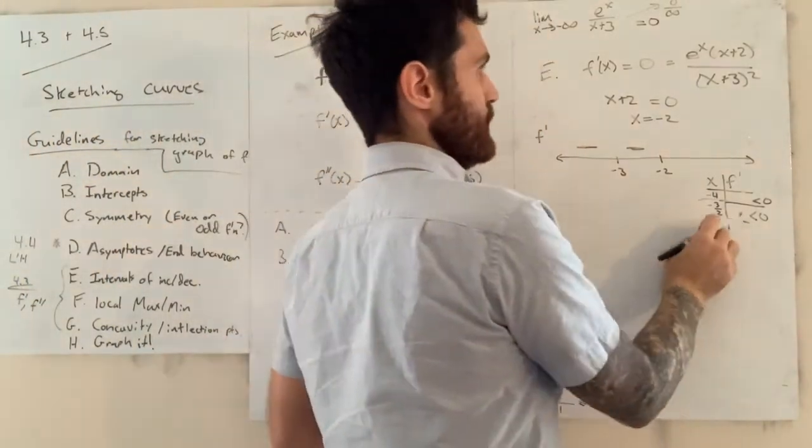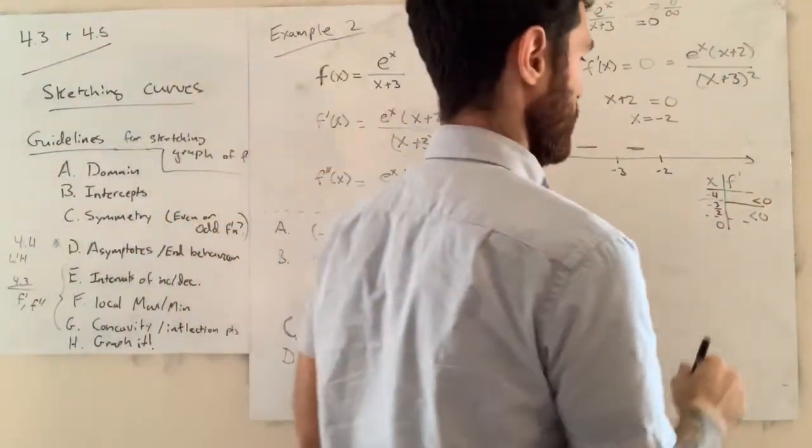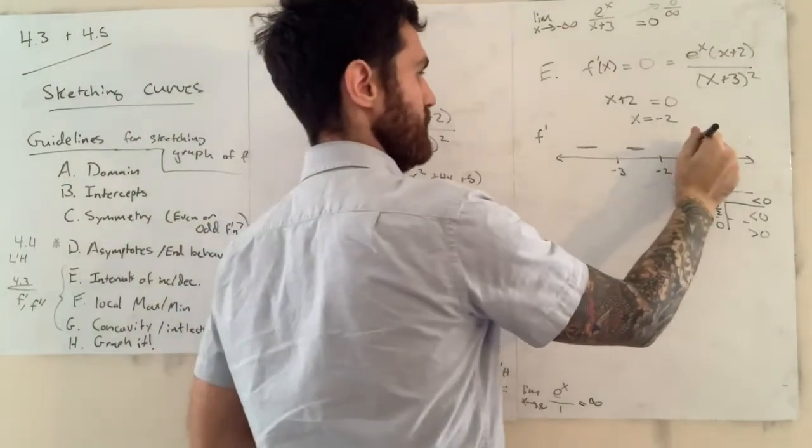And then what about 0? Plug it in. We already know that we get 1/3 when you plug in 0, so this is going to be greater than 0. So that's going to be positive.